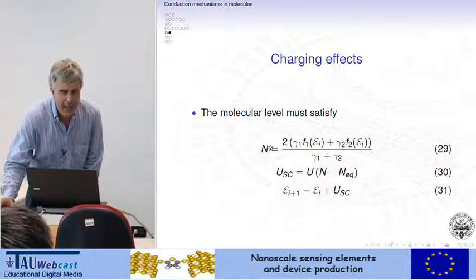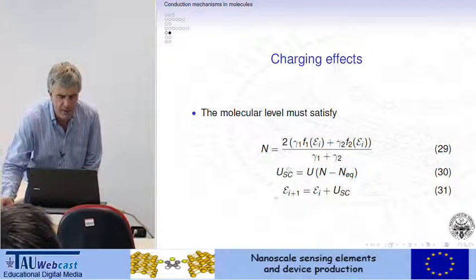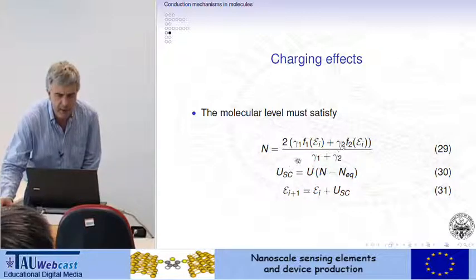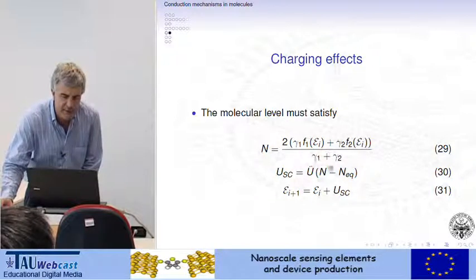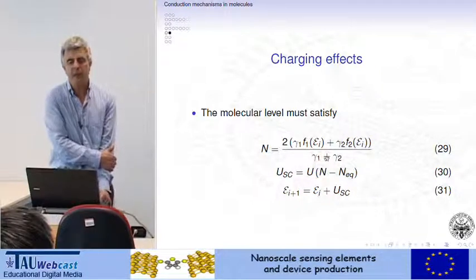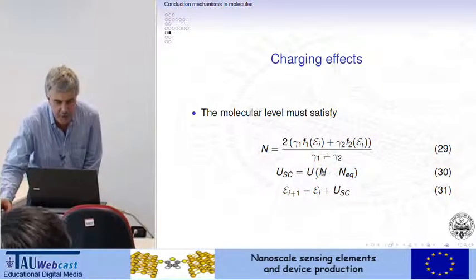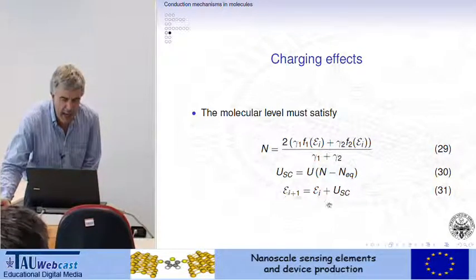This number, N, can be considered to evaluate the energy due to the additive or subtractive number of electrons on the molecular level. So we have to evaluate the difference between N and the value at the equilibrium, and starting from that, we can evaluate the value of potential energy for the molecular level. In this way, we can update the value of E_i into E_i+1, and so on.